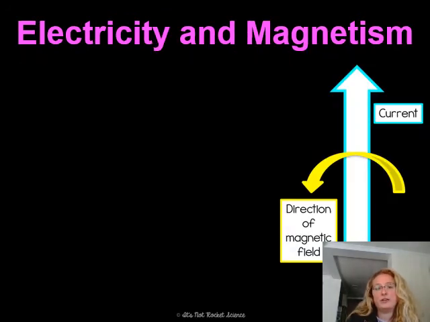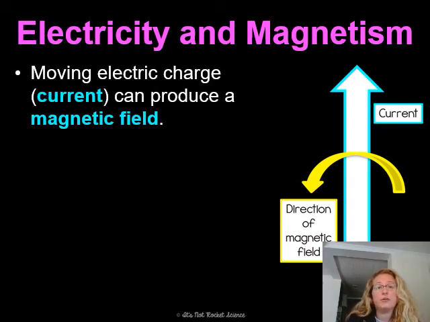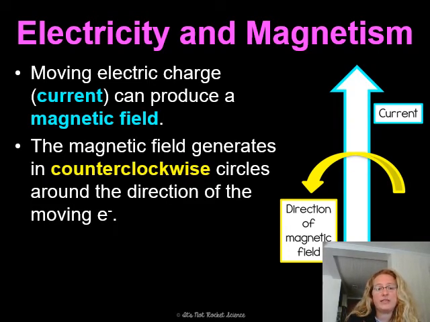Okay, really quick, we're going to talk about electricity and magnetism, and then we're going to be done. Moving electric charge can produce a magnetic field. Again, that's why we talk about these two things in conjunction. We can actually make a magnet with electric current. The magnetic field generates in counterclockwise circles around the direction of moving electrons. Here we have the current moving towards the top of the screen. If this is the case, then the direction of the magnetic field is going to follow this arrow, counterclockwise around the direction of the moving electron, forming kind of a corkscrew moving down this way.